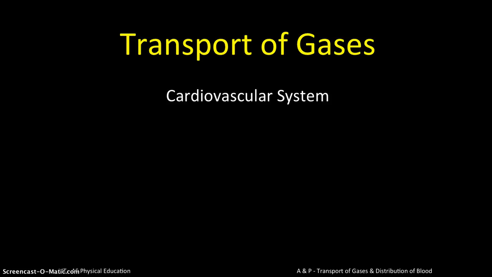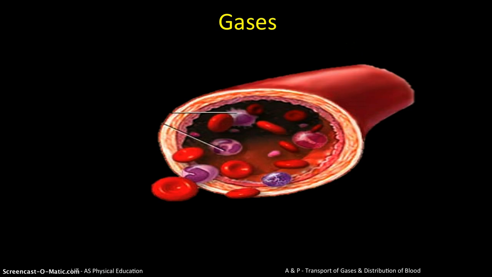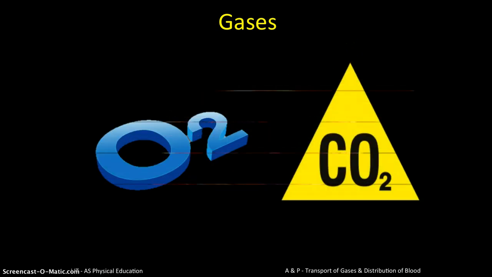So a section on transport of gases, we're pretty much just looking at what is it in the blood and how is it in the blood that we can carry certain gases around. Now, which gases are we talking about? Clearly we're going to be talking about oxygen and carbon dioxide. They're the most central gases that we need in terms of making energy and the waste products of making energy.